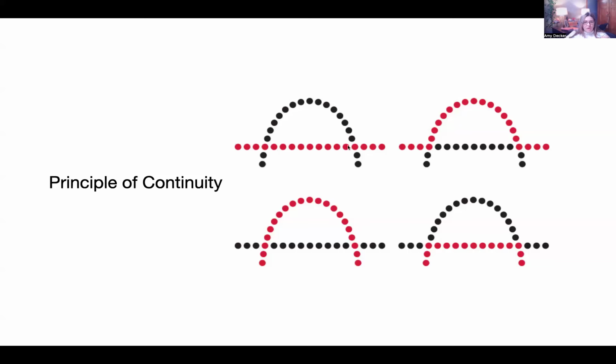So do they want us to look straight across? Do they want us to look over the arch? Do they want us to look at just the arch? Or do they want us to look at just under the arch? So that is the principle of continuity, and it's directing us on how we want to see something.